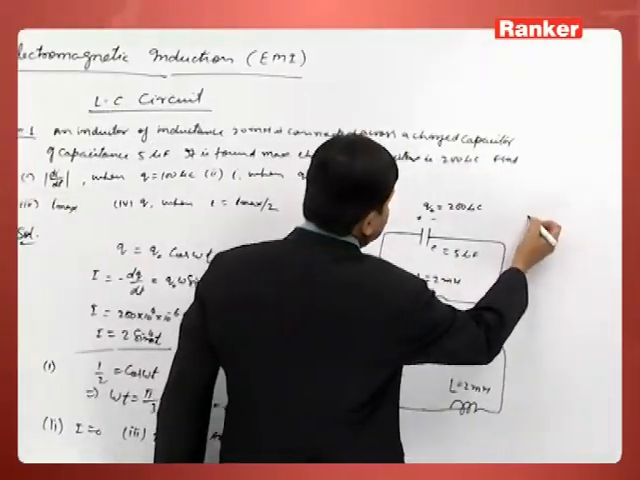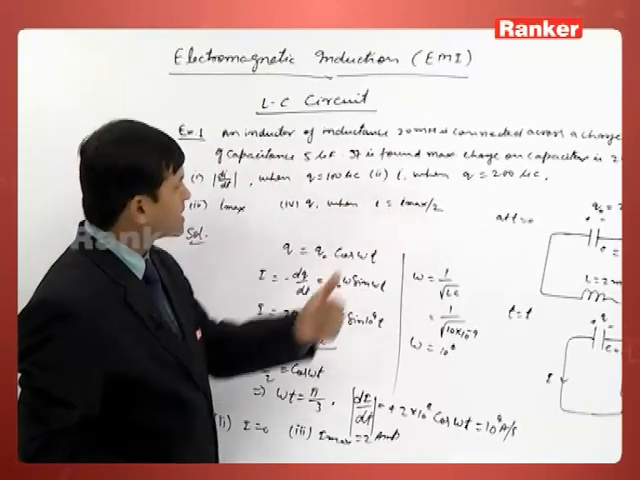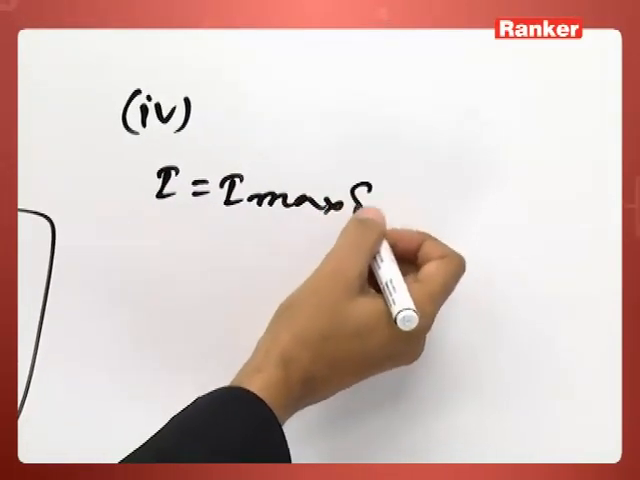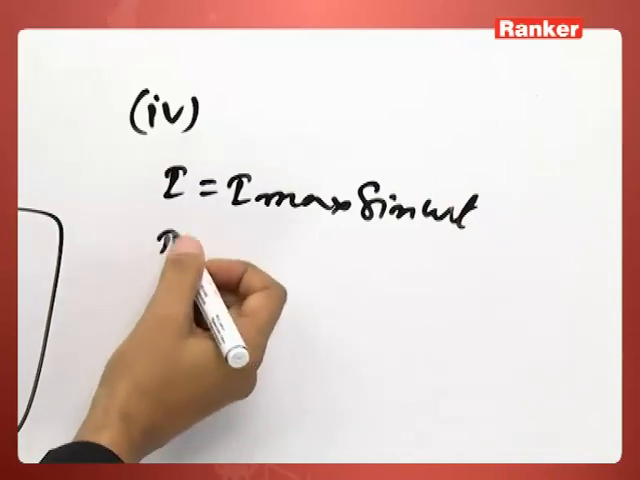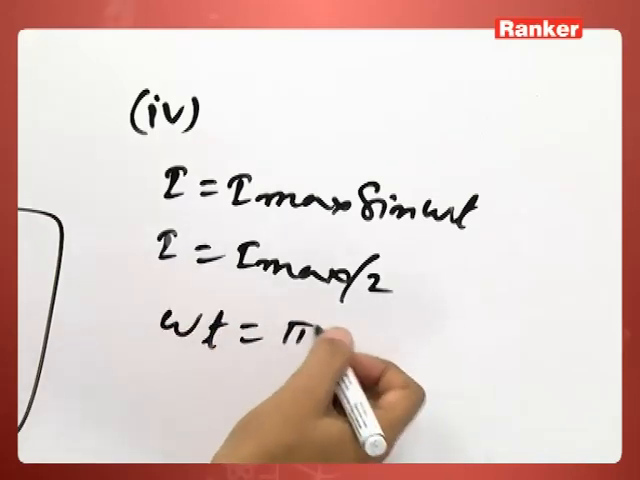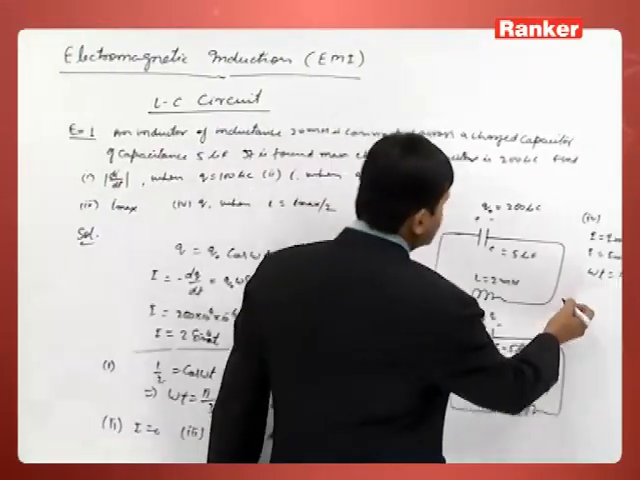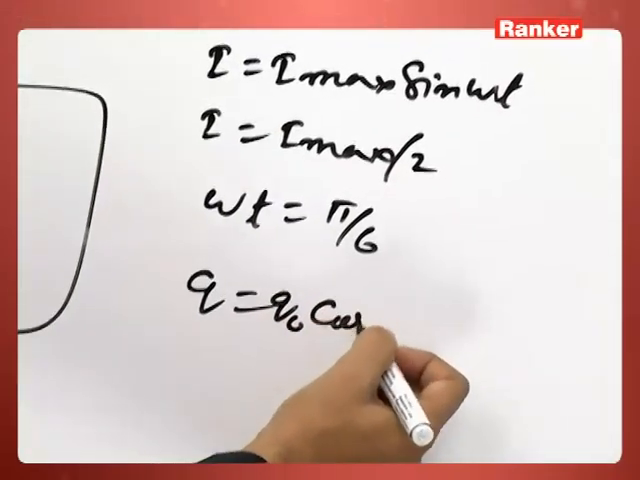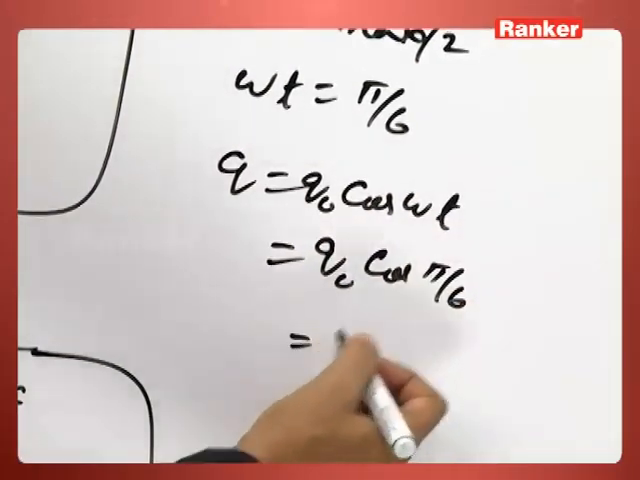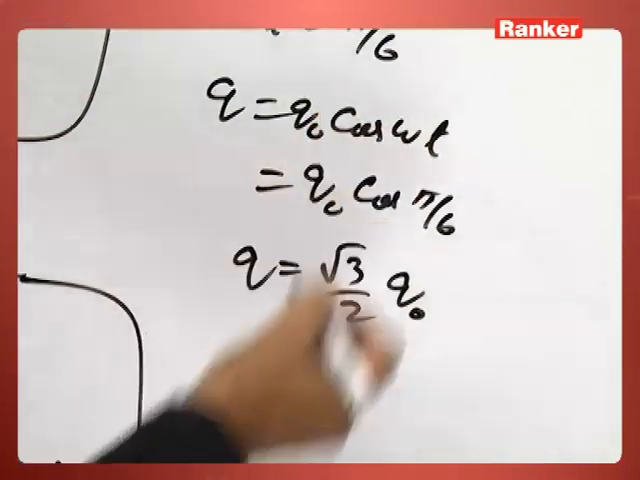Now see the fourth part. In the fourth part, they are asking the charge value when I is I maximum by 2. As we have I equal to I maximum sine omega t, when I is I maximum by 2, omega t will be pi by 6. With omega t as pi by 6, see the value of charge. Q is equal to Q naught cos omega t, and cos omega t means cos pi by 6. Cos pi by 6 value is root 3 by 2, so root 3 by 2 into Q naught is the value of charge.